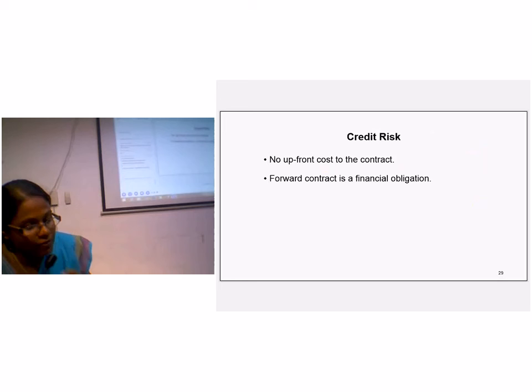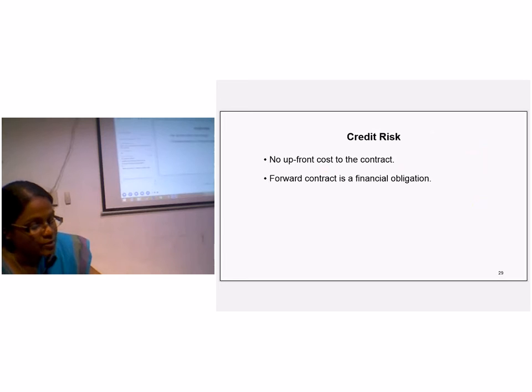contract. What do you mean by upfront cost? Upfront cost means it's like a margin. That means to enter into the agreement, you have to pay something, right? At the inception, let's say you have to pay 1,000 rupees to enter into the contract. Then you can enter into the contract. That is the meaning of upfront cost. Now for the forward contract, there is no upfront cost, no initial cost. Cash flows are exchanged only at the settlement date. Other than that, no cash flows are involved in the contract.